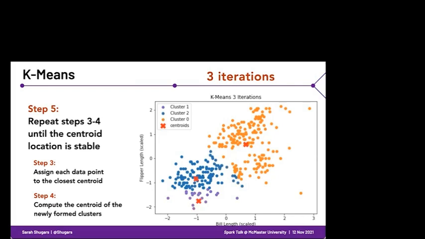And then 3 iterations, we can see it's continuing to shift. 4 iterations, I'm going to start skipping some. So 6 iterations. Now it's almost split evenly into thirds, though orange is definitely still larger. 8 iterations, continuing to shift more. 10 iterations, 20 iterations, 30 iterations.